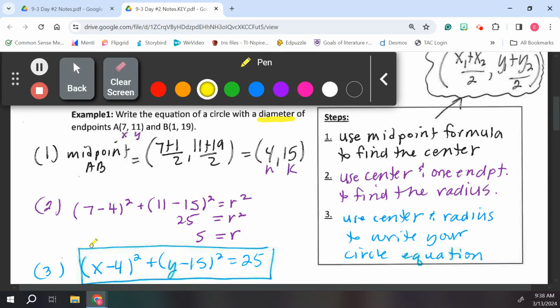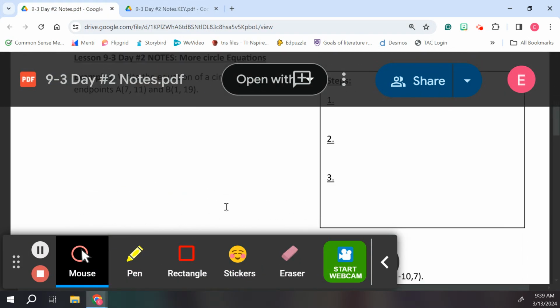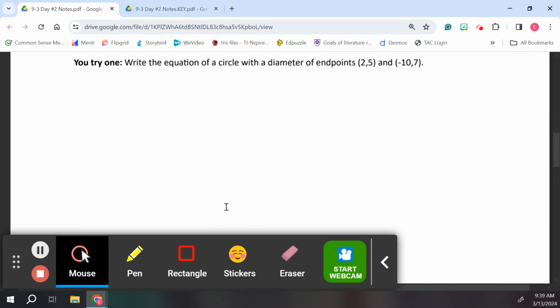Are there any questions on this? Okie dokie. What I'd like you guys to do is try it, using those steps above, just with 2 different endpoints. All right, I'm going to give you a couple minutes for you to do that.